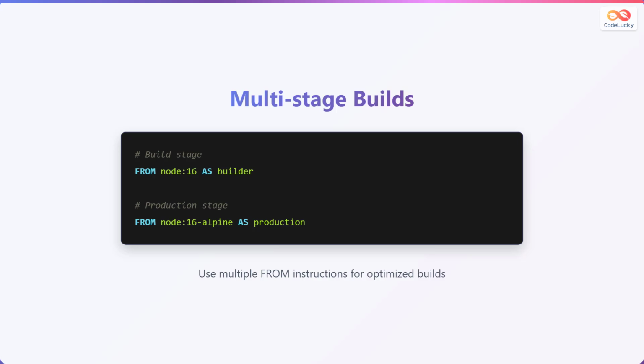Use multiple FROM instructions for optimized builds. For example, the build stage may look like this: FROM node:16 AS builder. The production stage may look like this: FROM node:16-alpine AS production.